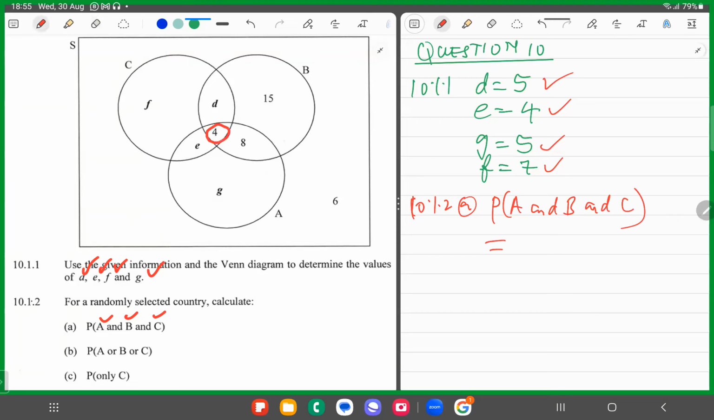So which means the probability of A and B and C, which the teacher did not ask you, will be 4 over the total of the 54 countries. And we can simplify this to 8 out of 9. Sorry, it's 8 out of 9 in the first one.